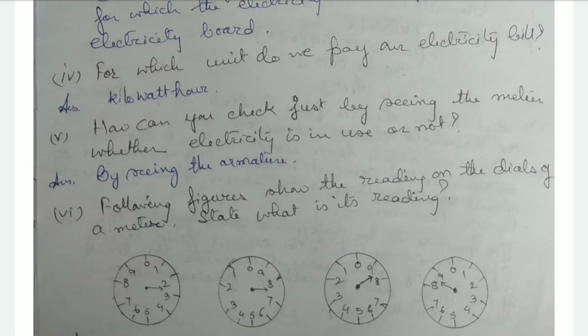Now, how can you check just by seeing the meter whether the electricity is in use or not? It is by seeing the armature. If it is moving, then we can say that the electricity is being consumed, the meter is on.